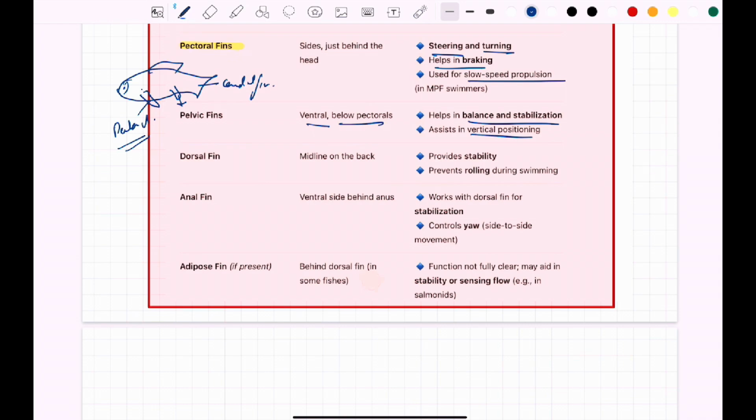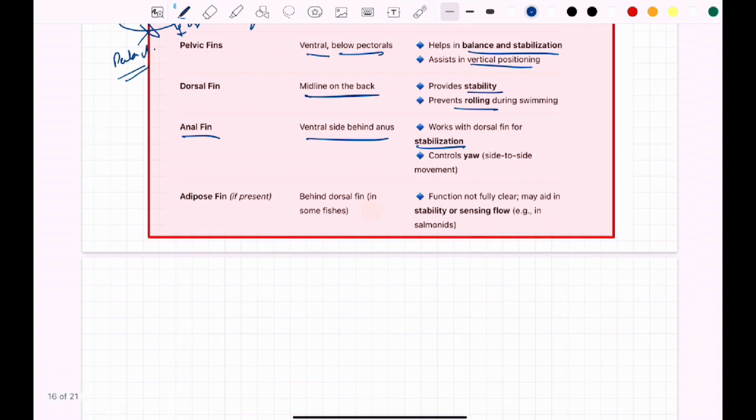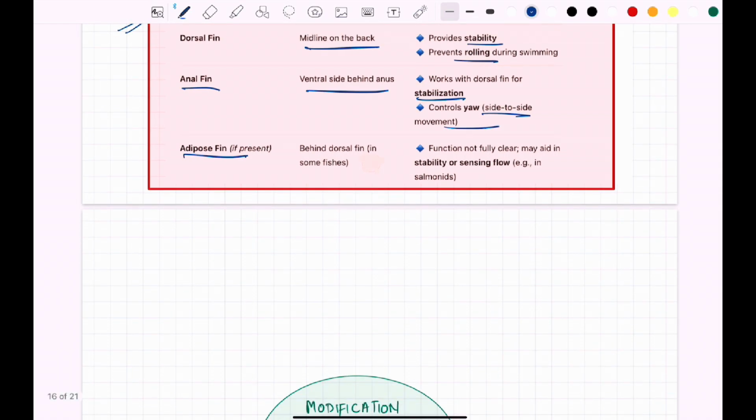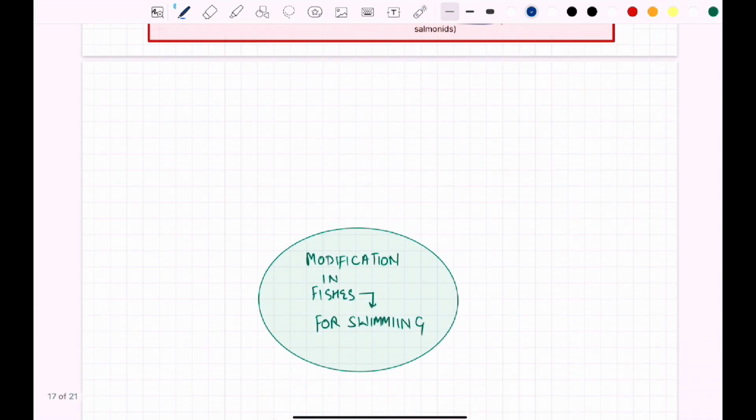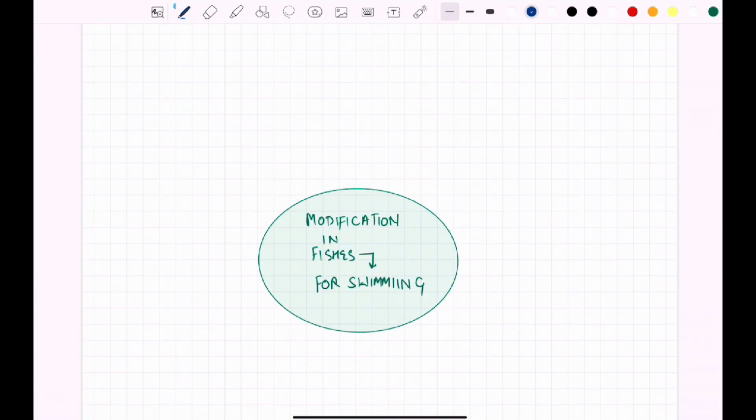There are also dorsal fins. The dorsal fins are on the midline of the back. They help in stability and prevent rolling during swimming. Then anal fins. Anal fins are present on the ventral side near the anus. Again, they help in the stabilization and control the side to side movement. There are adipose fins. These adipose fins are behind the dorsal fins and they help in the stability or sensing the flow.